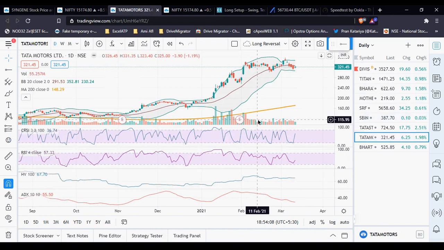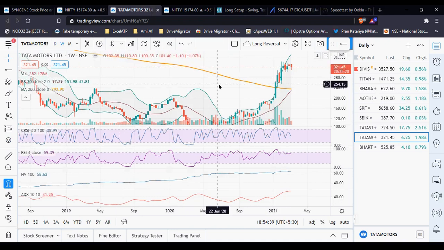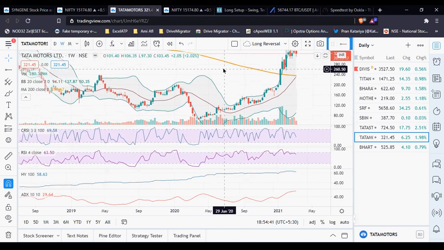You have Tata Motors on 22nd December. 21st, 22nd December. CRSI and RSI 4 conditions are matching. It's well above the 200 moving average. Historical volatility and ADX are at 40 and above 40 and 30 respectively. And let's check the weekly time frame. 22nd December.